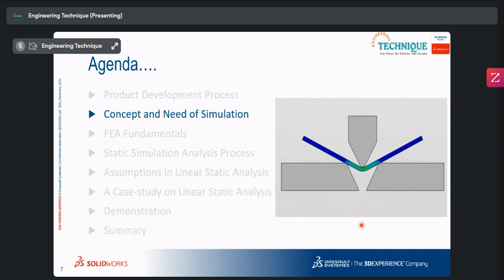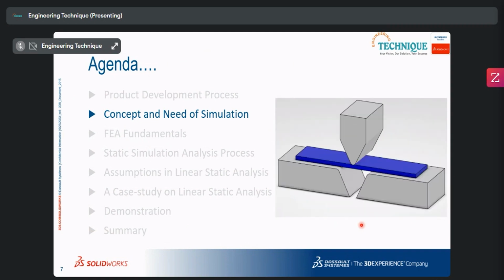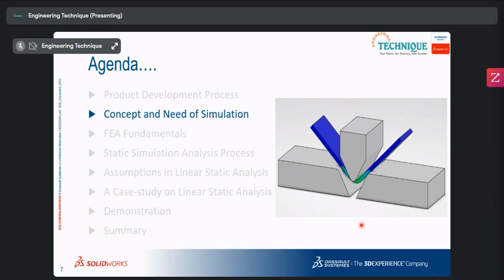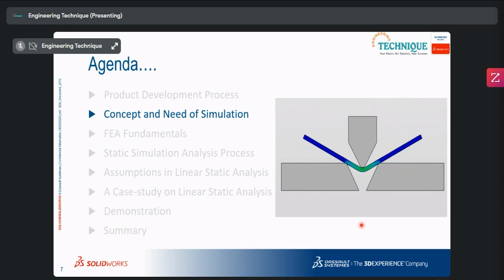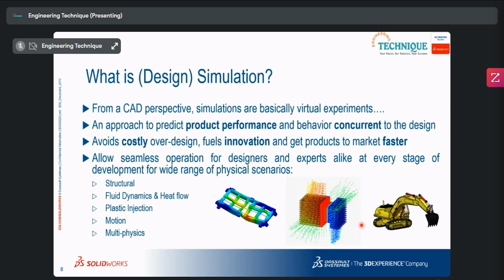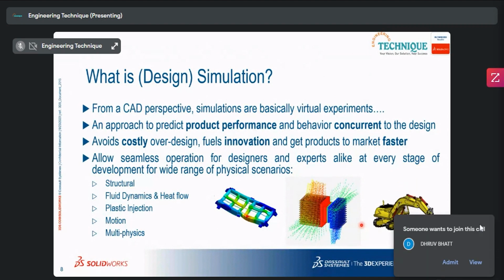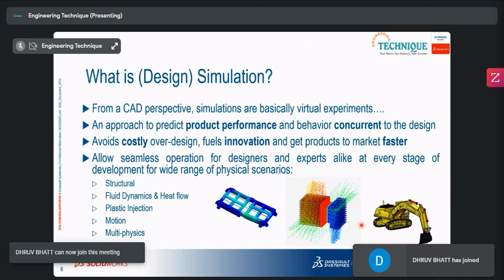Okay. So, as shown in the product development process, the prototyping and testing is done physically in the traditional way. In the modern, driven product development process, it is done within the computer. So we can say that from the CAD perspective, simulation is considered as a virtual experiment. It is a phase inside the design process to test product performance and behavior virtually for a wide range of real physical scenarios. These scenarios are listed down here.